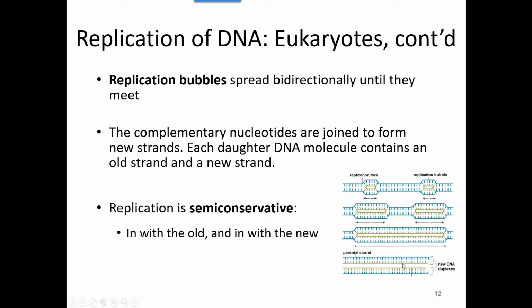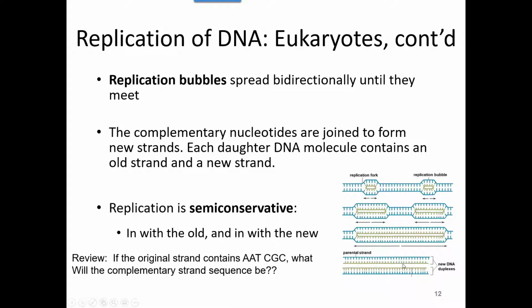Now, just a quick little review. If your original strand, so we'll go with the dark teal on here, contained the bases AAT, CGC, what would the complementary strand be? What would be the nucleotides? What would be those bases that would get brought in? So if you had three letters of AAT, the three bases that would come in, if you had an A, we would have to bring in a T. If we have another A, we'd have to bring in another T.